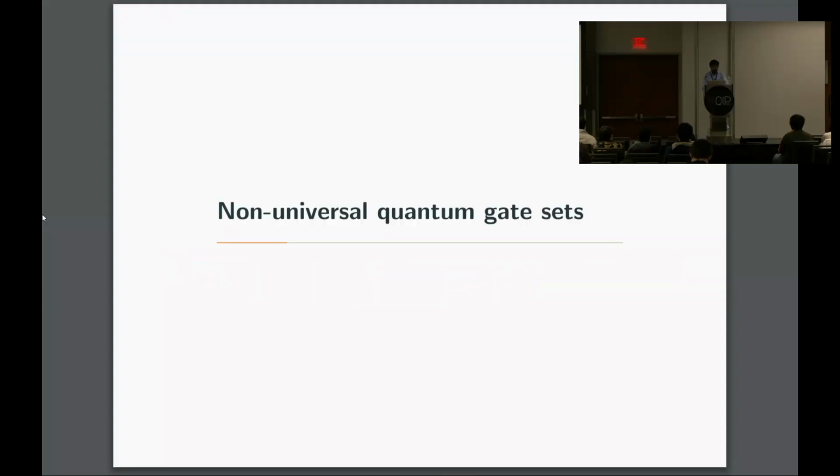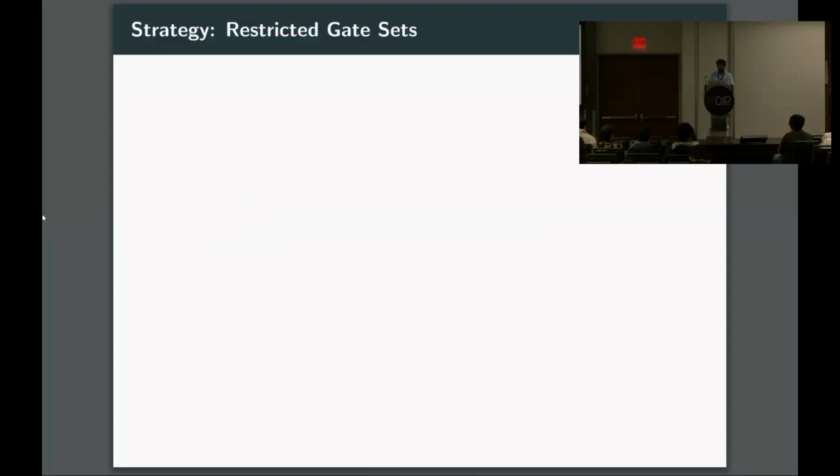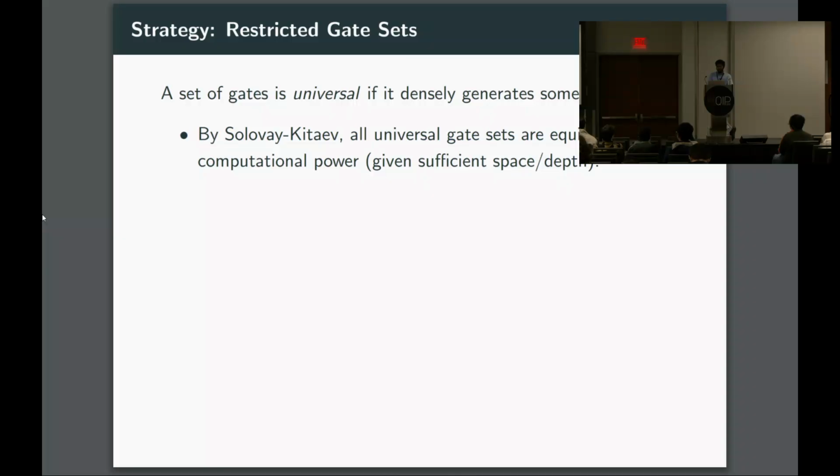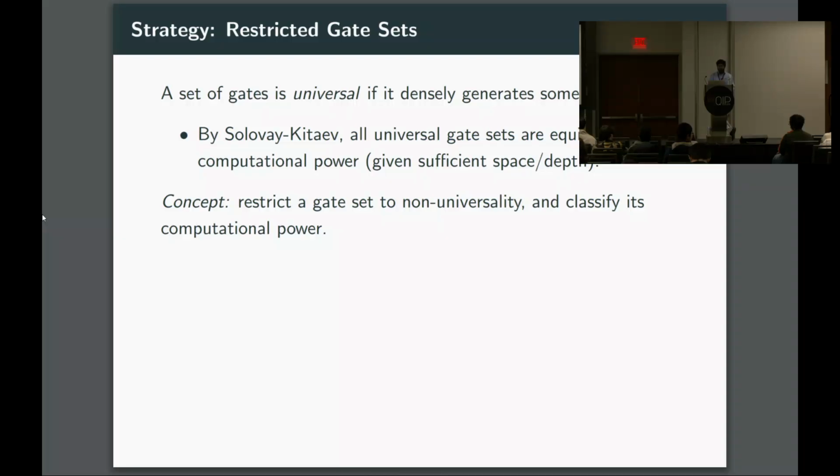Okay. So our strategy for this is going to be specifically to look at non-universal quantum gate sets as a particular kind of non-universal model. So just to recap, we say that some collection of quantum gates is universal if it densely generates all possible unitaries that you can do on some number of qubits. And by Solovay-Kitaev, we know that all else being equal, universal gate sets are equivalent in their computational power if we have enough space and depth. And of course, there are many restricted models that work by playing off of restricting space and depth. But the concept here is simply going to be to restrict some gate set to non-universality and classify its computational power.